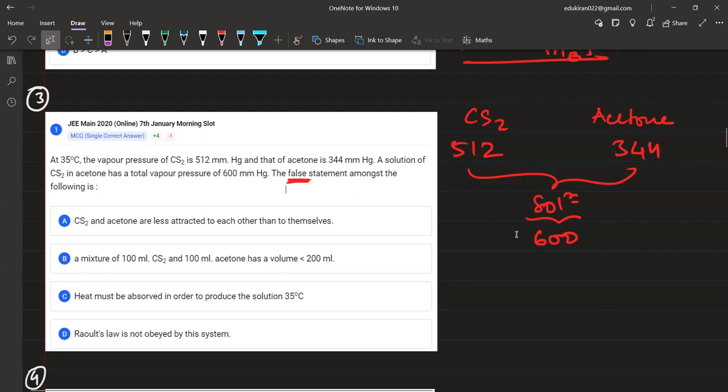False statement, false. Marita, false statement. Okay, sir. Dhyan dijiye, false statement puch rahi hai.